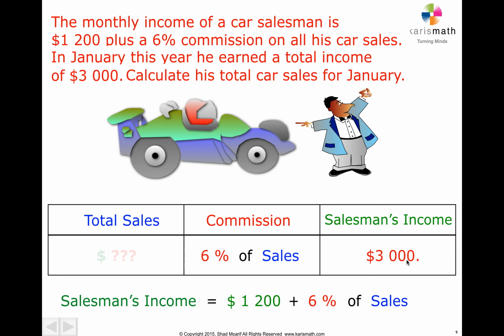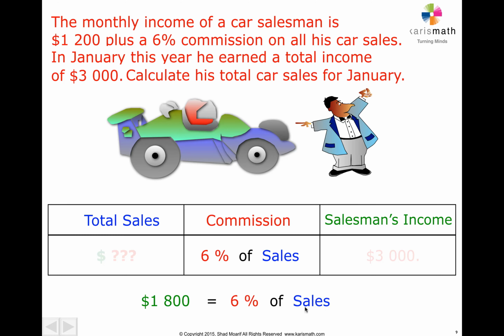And if his total income is $3,000, all we do is put $3,000 here. So we know that $3,000 includes the $1,200, which is his salary, plus 6% of sales, which is his commission. So if we take out the salary from this, what remains must be the income he got from the sales. This must represent 6% of his total sales. So if 6% of his total car sales is $1,800, how much are the sales?